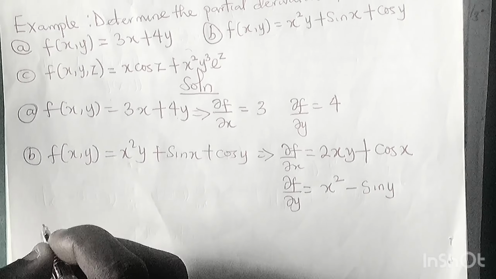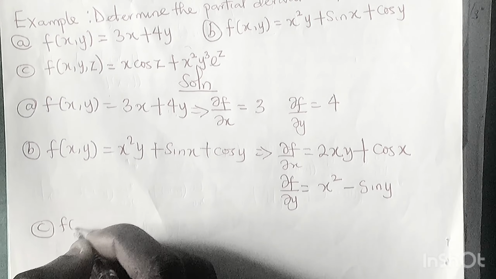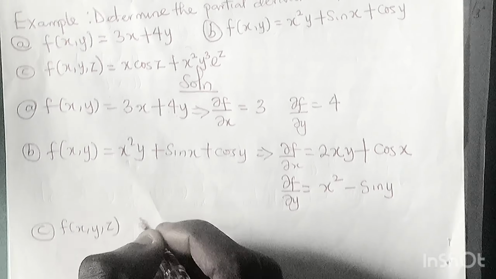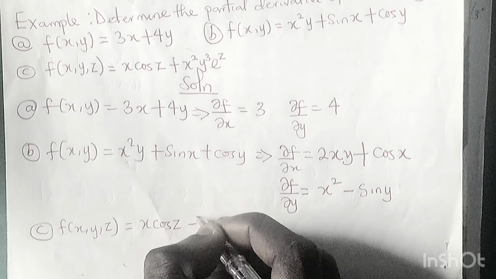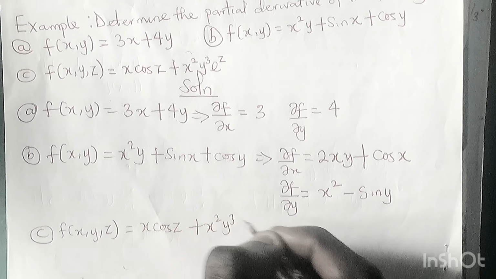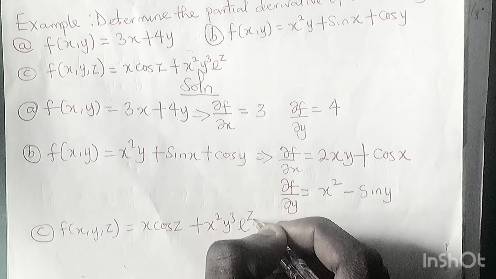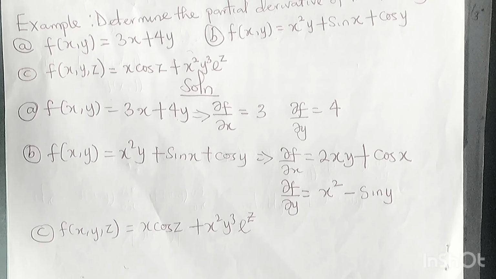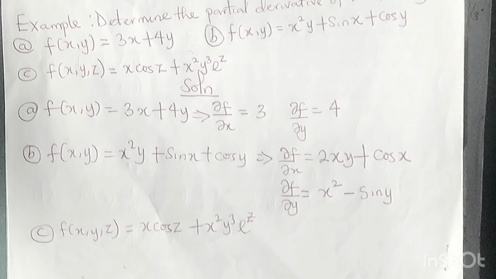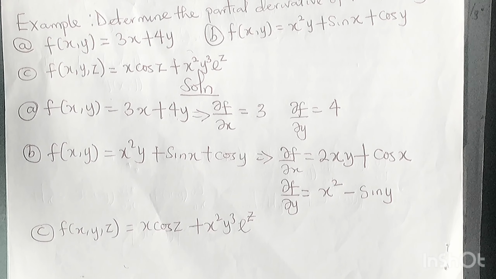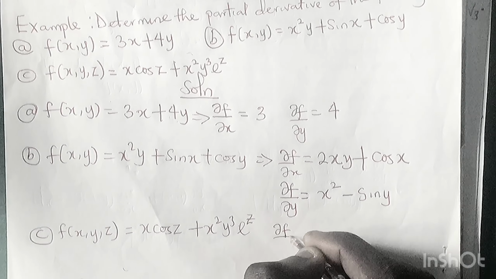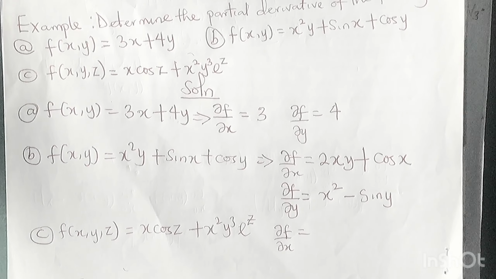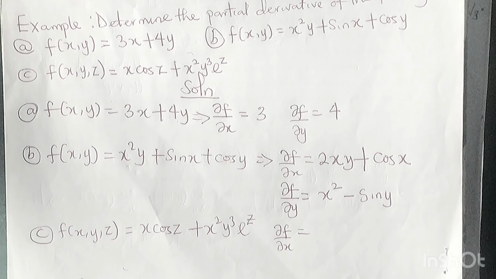Now you can see that this is 3. This is f of x comma y comma z, which is equal to x cos z plus x squared y cubed exponential z. Now to do this third one, very simple, just like you have been doing. The first one you want to do now is ∂f/∂x. You want to differentiate with respect to x.